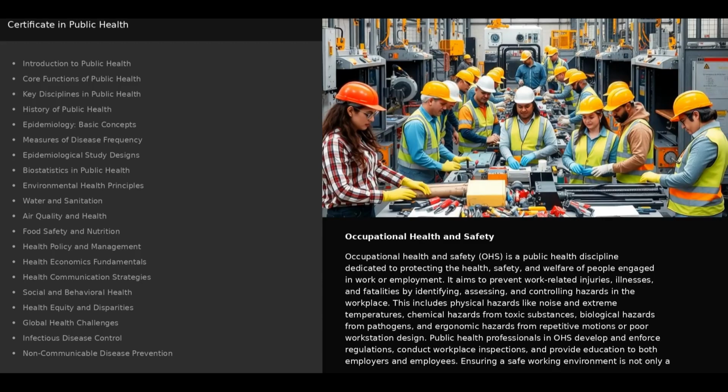Occupational health and safety. Occupational health and safety, OHS, is a public health discipline dedicated to protecting the health, safety, and welfare of people engaged in work or employment. It aims to prevent work-related injuries, illnesses, and fatalities by identifying, assessing, and controlling hazards in the workplace. This includes physical hazards like noise and extreme temperatures, chemical hazards from toxic substances, biological hazards from pathogens, and ergonomic hazards from repetitive motions or poor workstation design.